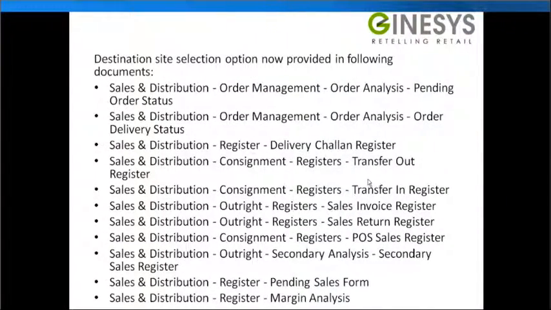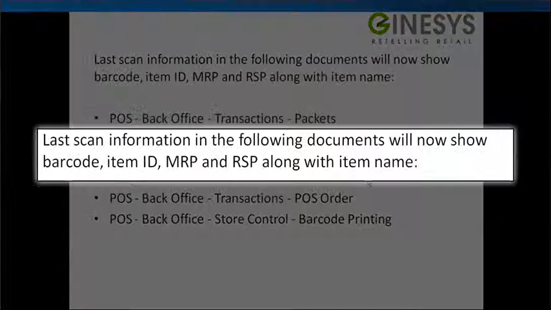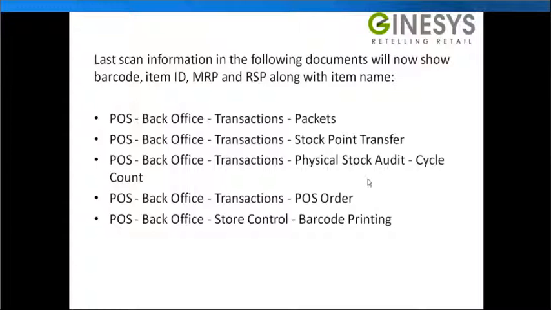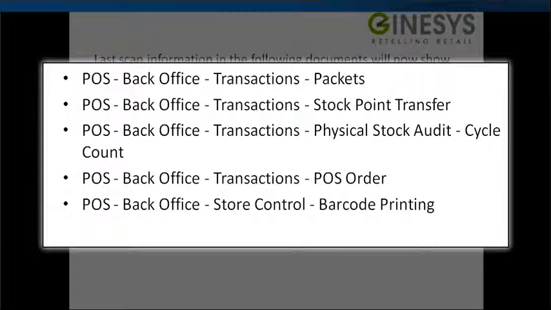The last scan information, which earlier reflected only the item name, will now show barcode, item ID, MRP and RSP in the POS back office transactions modules, packets, stock point transfer, cycle count, POS order, and in the POS back office store control barcode printing.